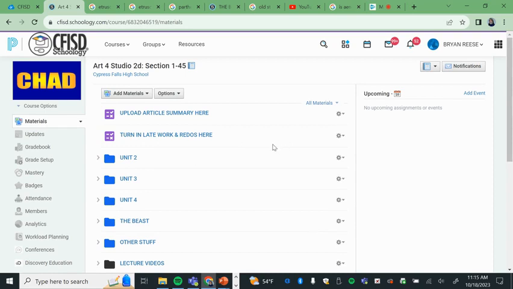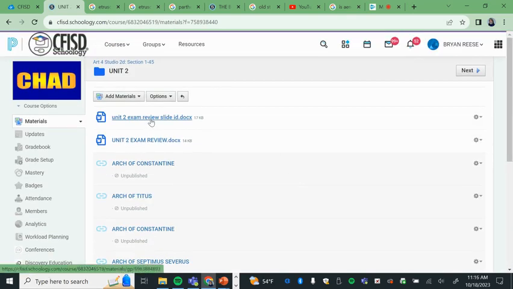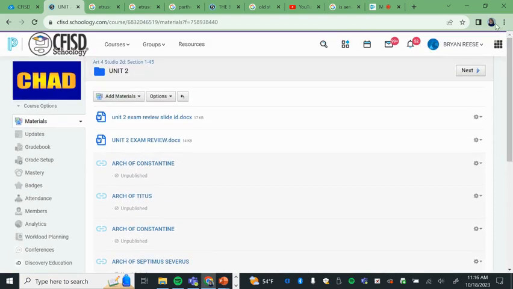All right. Okay, so once you get into Schoology, you're going to go into Unit 2. And the review is right there, and the slide ID review is right there, and the exam review is right there. And this is where you will upload your Unit 2 article. And then I also put in the article assignment to refresh your memory of how to do an article. People are still turning in articles from like 1912 and 1873 and things like that.